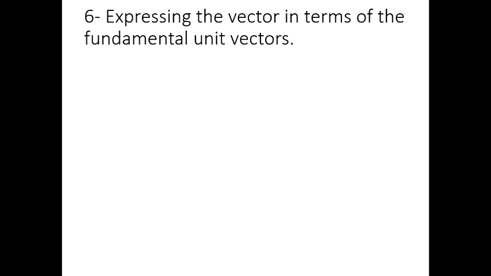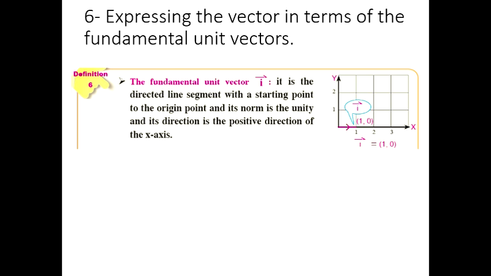Expressing the vector in terms of the fundamental unit vectors. If we take a part of the positive direction of the x-axis equal to 1 and we name this point with the symbol I, which has its own ordered pair 1 and 0, then we have a fundamental unit vector called vector I. Vector I is the directed line segment with a starting point at the origin point, its norm is the unity, which is 1, and its direction is the positive direction of the x-axis.